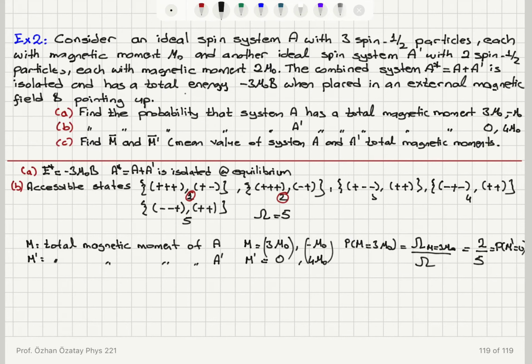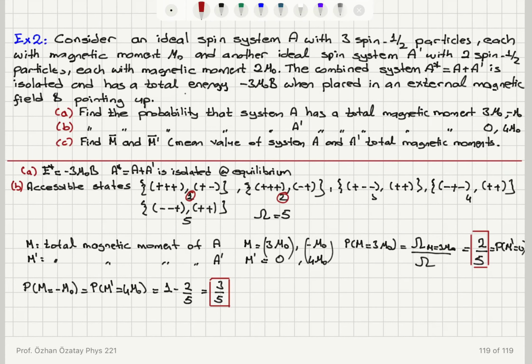And the probability of having M equal to minus mu 0 is equal to the probability of having M prime equal to 4 mu 0. Since I have only two choices for M, this should be 1 minus 2 over 5, which is 3 over 5. So the first one is 2 over 5, and the second one is 3 over 5.